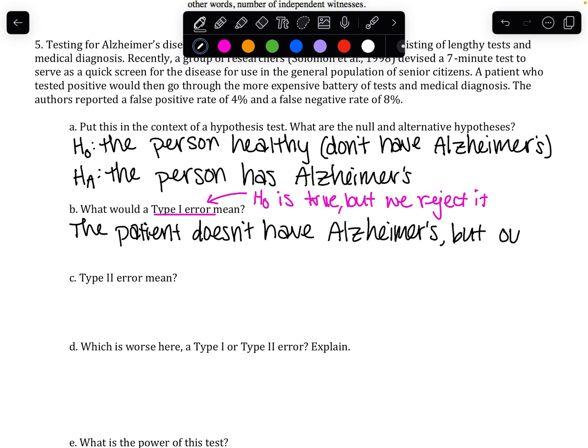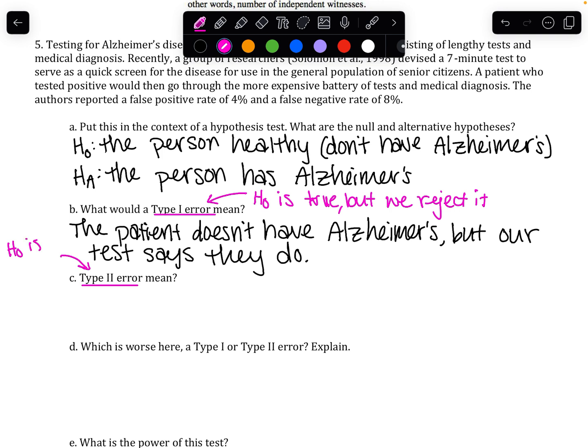But our test says they do. Okay? So the null hypothesis is true. They don't have Alzheimer's. But we reject it, meaning they took the test and we said, we think you have Alzheimer's. Okay? Type 2 error.